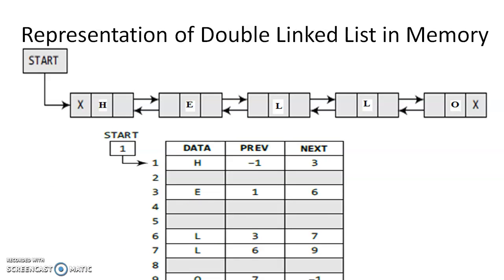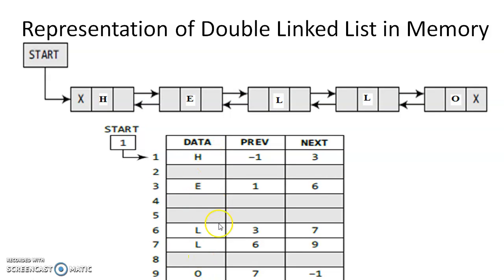Now if you see the representation of the double linked list in memory, consider an example where the linked list has the data HELLO, 5 characters. We can represent these characters in the nodes, and these characters can be stored wherever we want in memory. Suppose HELLO has been stored like this. Initially start is pointing to the first memory location because start is pointing to the H. For the previous pointer, we don't have any previous node for this one, that's why I have represented it here.